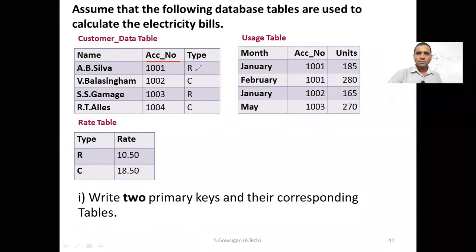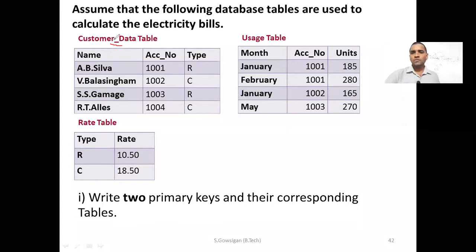So here the type is there. Now think about this. Will this 1001 be repeated? This is how you have to check. Will this 1001 be repeated somewhere here? No, right? Never, because 1001 is given to AB Silva, so that will never be given to another person. Look at the other fields, name and type. So there is no chance, right? Okay. So the first primary key is account number, ACC_NO, in the customer data table. Keep the underscore.